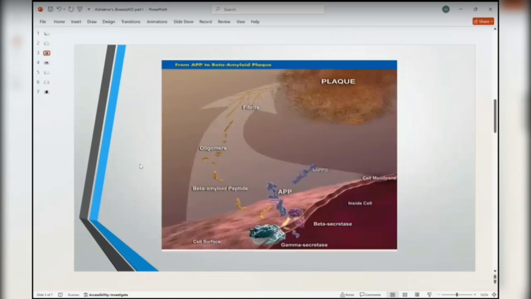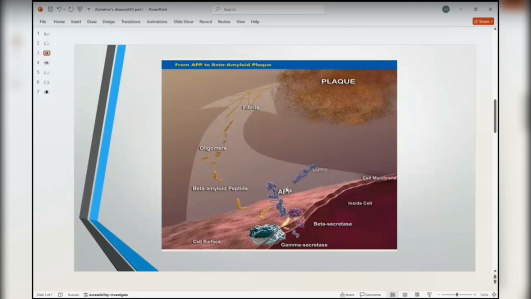So here you can see what we just talked about. It is the process of beta-amyloid plaque formation. Here is APP, which stands for amyloid precursor protein. This protein is located in the cell membrane, as you can see, and then this one is beta secretase and gamma secretase. These enzymes cleave APP into smaller fragments. Here, as you can see.